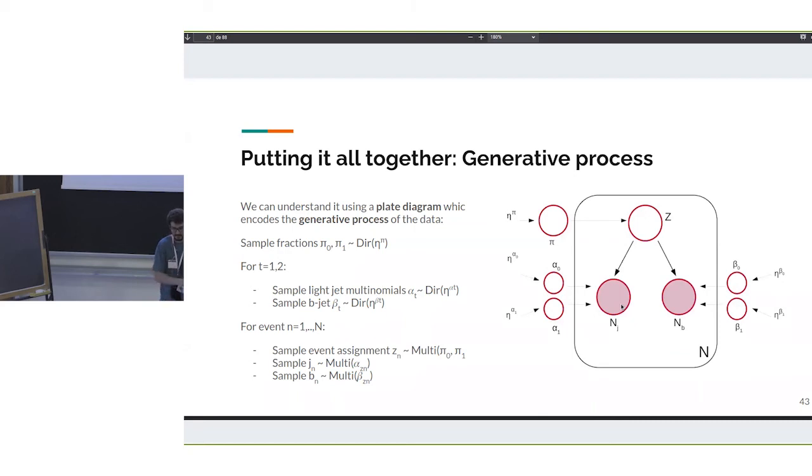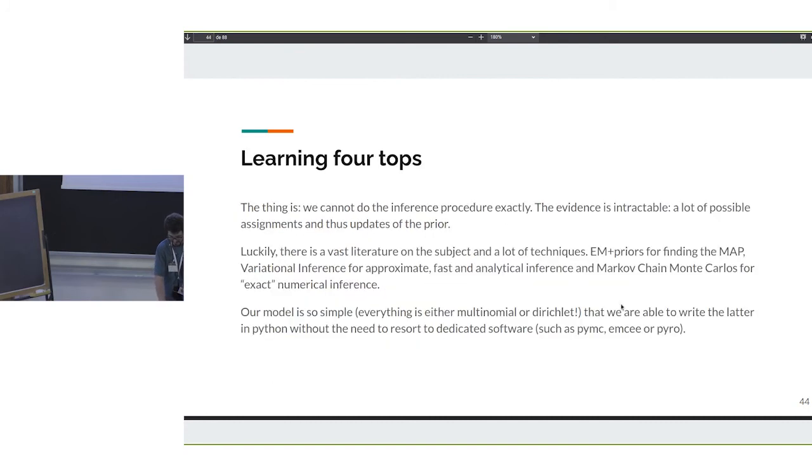We have either Dirichlets or multinomials, and it's all very nice, but we need to be able to infer the unobserved parameters from the observed parameters. That's the key. If we couldn't do this, then this would not be useful, no? So the idea is that we cannot do it in an analytical way because the evidence is intractable, basically. The appearance of a mixture really complicates things.